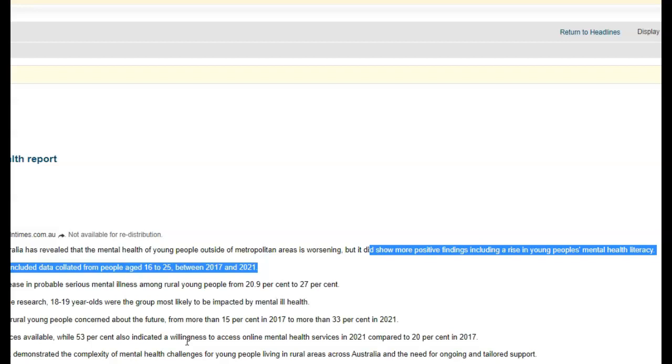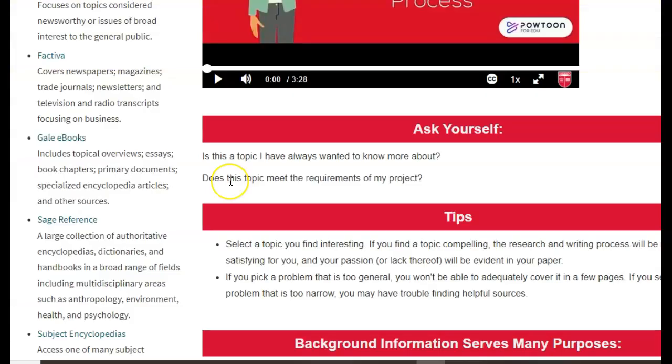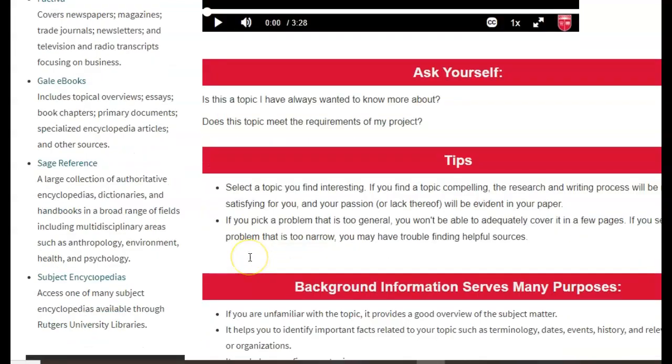So this may be, being on the other side of the world, too remote for it to be helpful to us, but it certainly does indicate a potential topic to help narrow down a research project looking into mental health literacy, particularly among the young. Gale eBooks, Sage Reference, and subject encyclopedias will all also offer helpful background information on a topic.